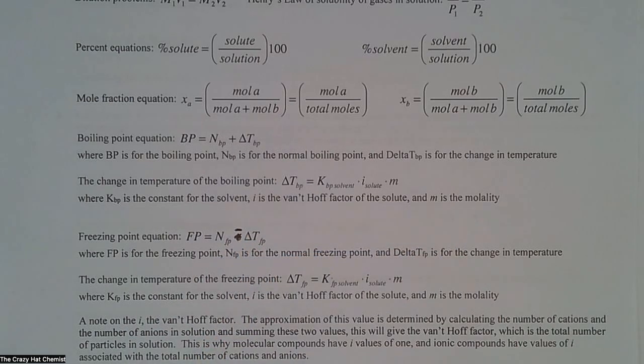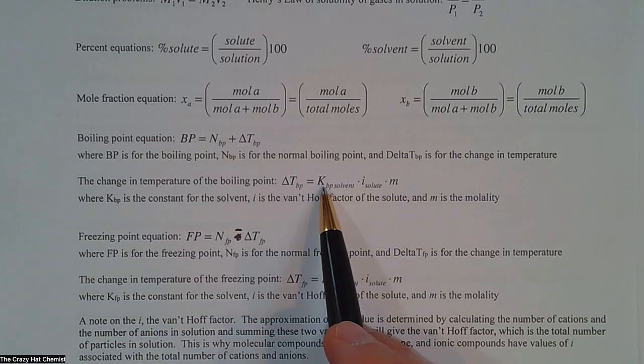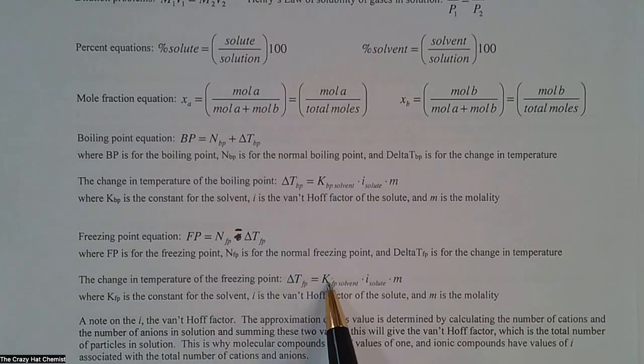It depends on what the textbook gives you. If the textbook gives you the freezing point constant as a negative value, then you would have this as a positive. It just happens to be that my textbook has a positive value for the boiling point constant and the freezing point constant. So if the freezing point constant is a positive value, then we're going to do a negative.